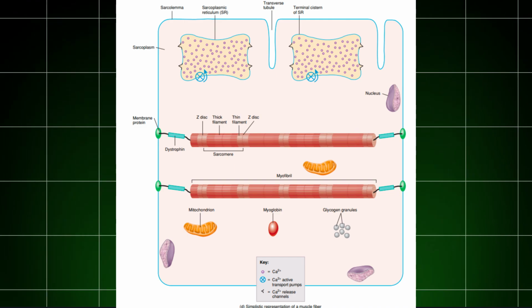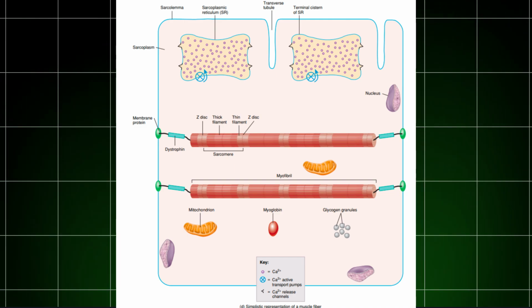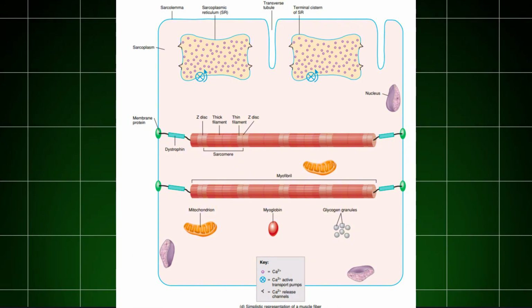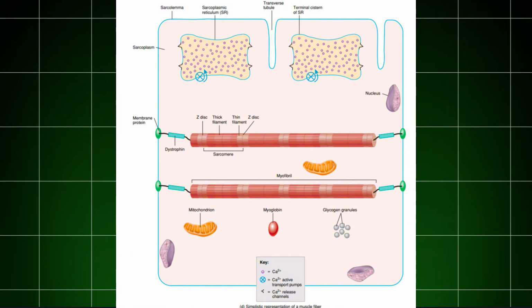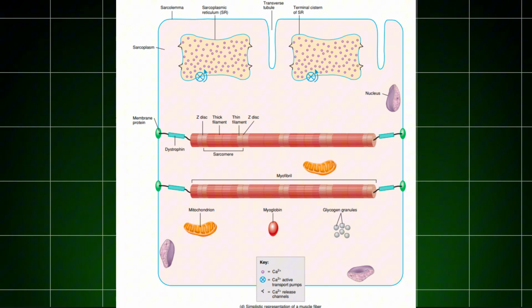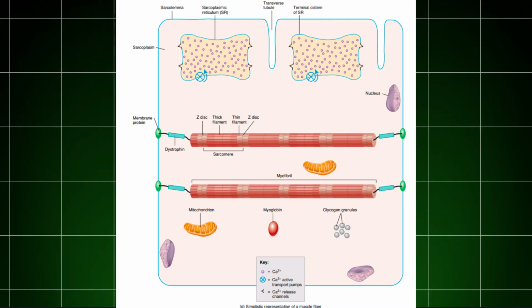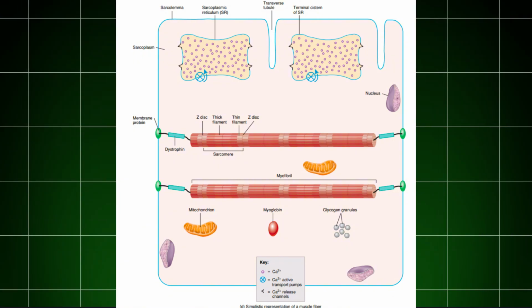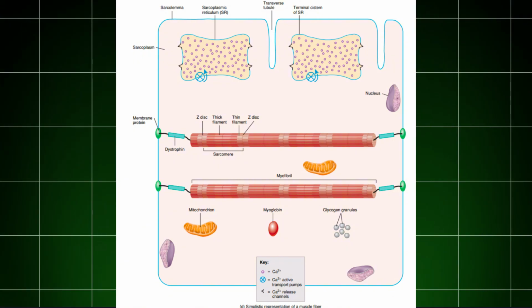Myofibrils and sarcoplasmic reticulum. As we zoom in further, we see the sarcoplasm stuffed with tiny threads called myofibrils. These are the contractile organelles of the muscle, about 2 micrometers in diameter, extending the entire length of the muscle fiber. They give the muscle its striated, striped appearance.